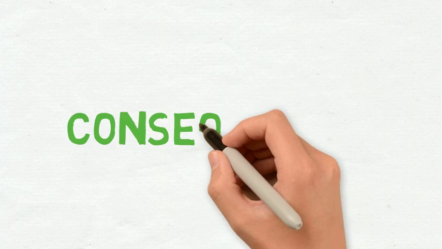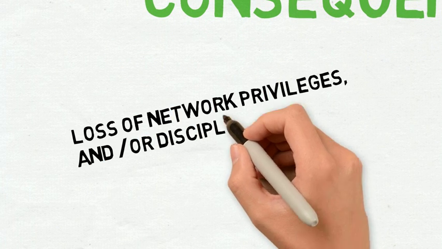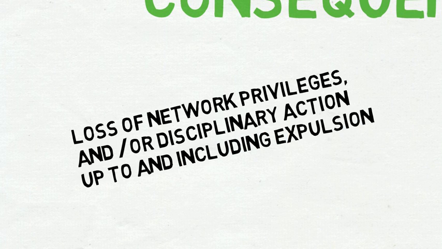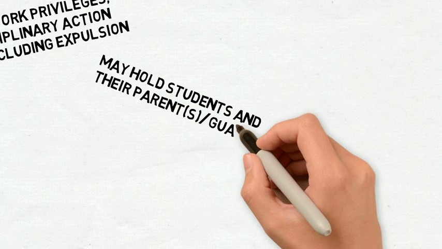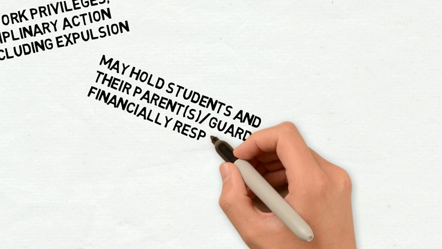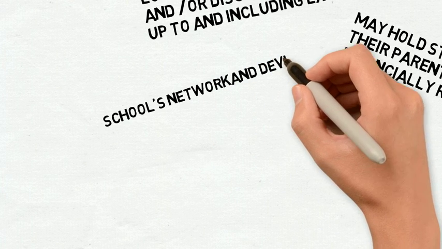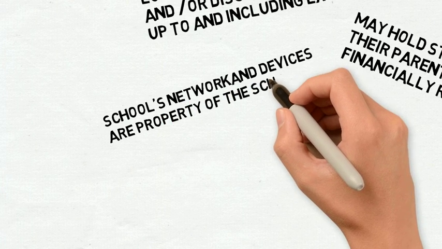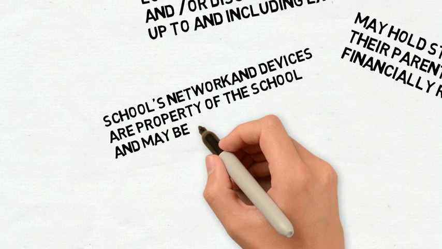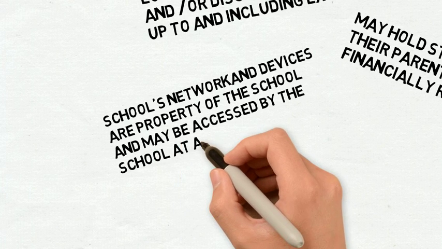Consequences for violating this policy might result in loss of network privileges and/or disciplinary action up to and including expulsion. The school may hold students and their parents or guardians financially responsible for damage resulting in a student's violation of this policy or other school guidelines regarding its use of networks and property. The school maintains sole discretion regarding whether and how to administer discipline in the event of the violations of the acceptable use policy, except to the extent that the school is required by law to notify legal authorities. Remember, the school's network and devices are property of the school and may be accessed by the school at any time with or without reason or notice.